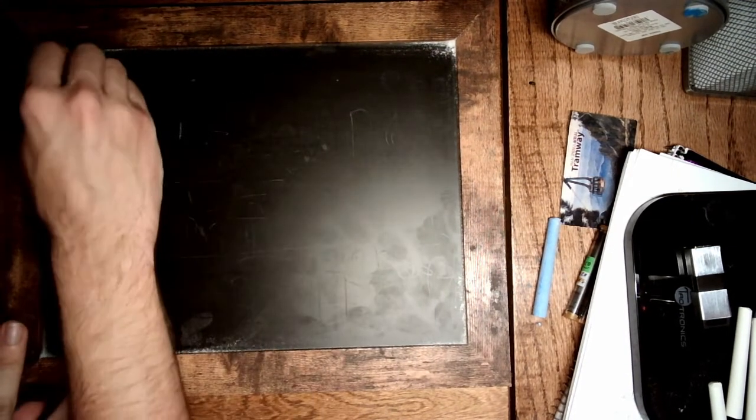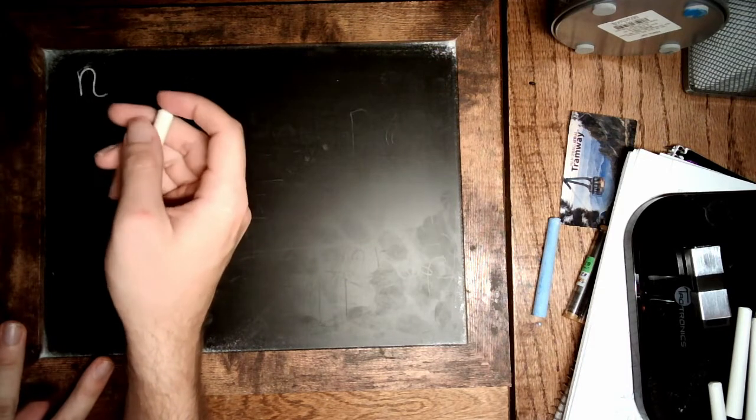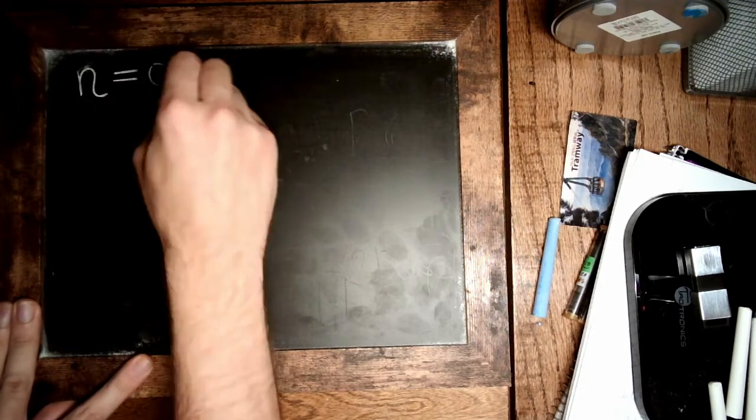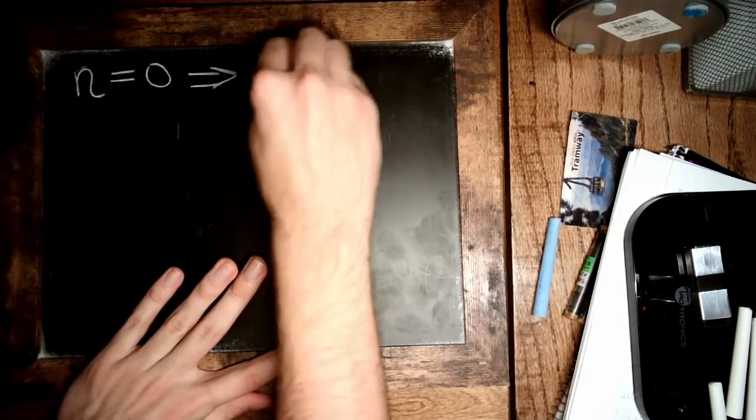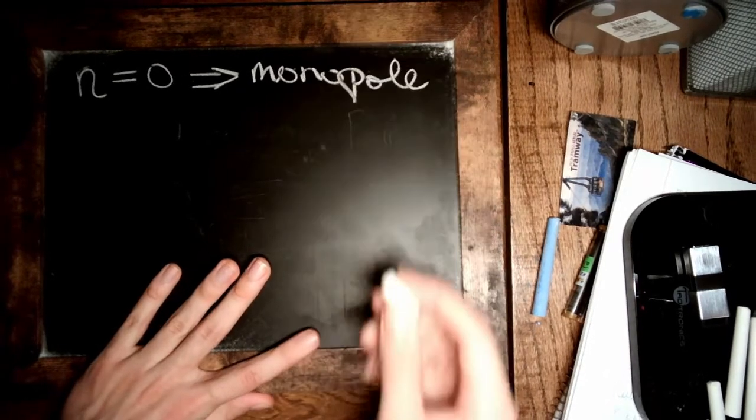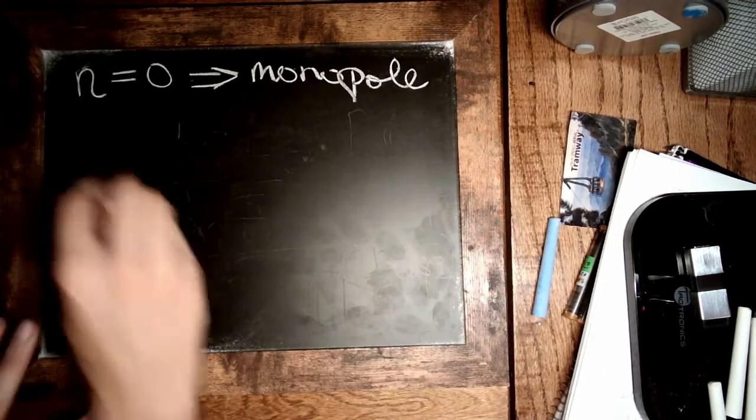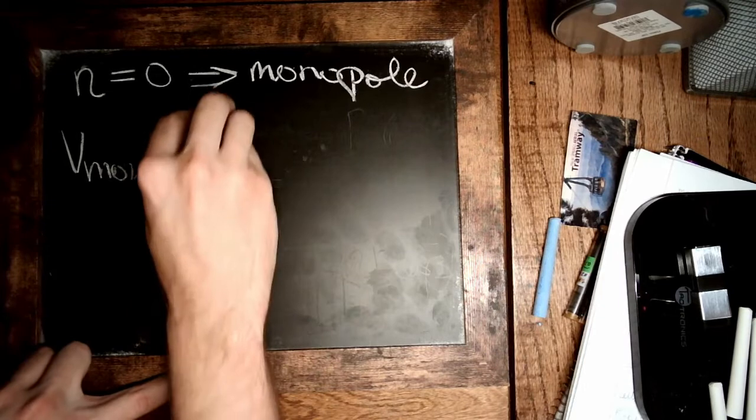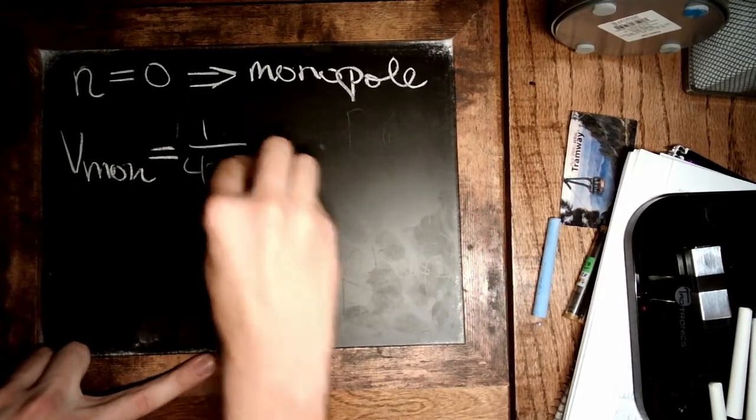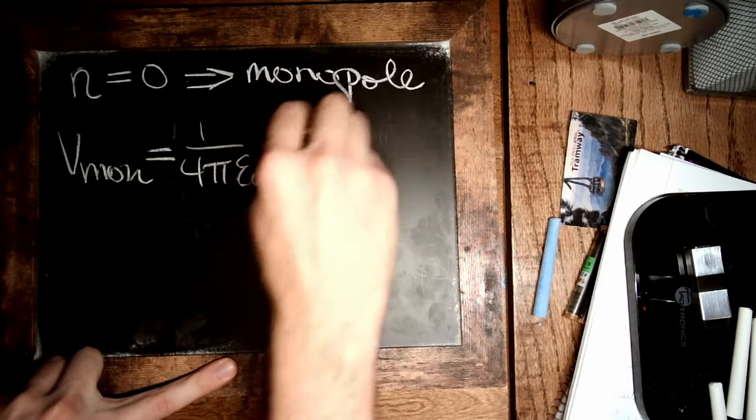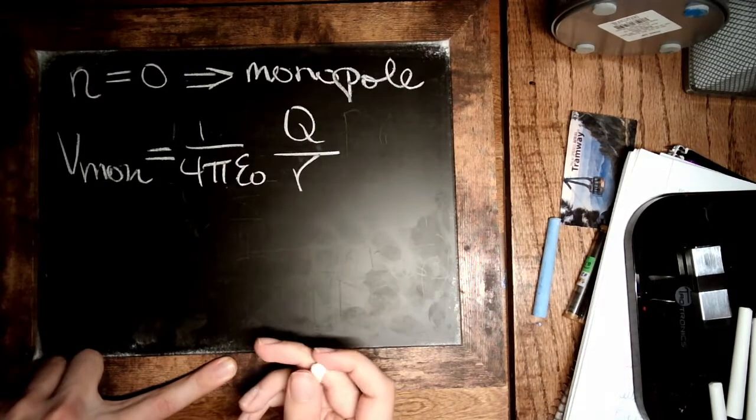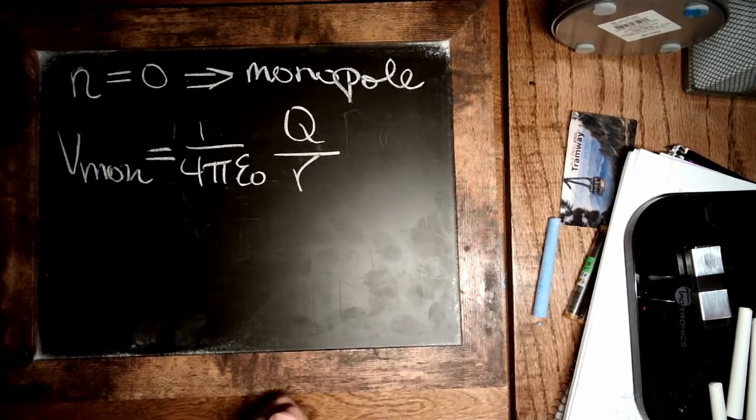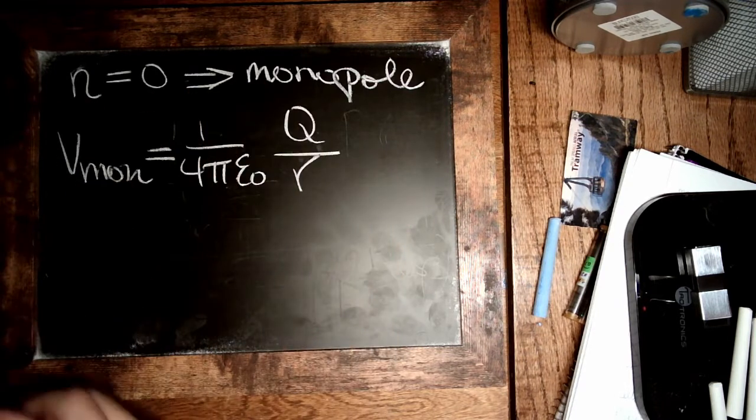The first term, if we truncate at n equals 0, is called the monopole term. And V monopole is pretty easy to write down. 1 over 4 pi epsilon 0 times the total charge Q over r. And that's exactly it. Now this is exactly right if you just had a point charge, a value Q. This would be the potential at all points in space.